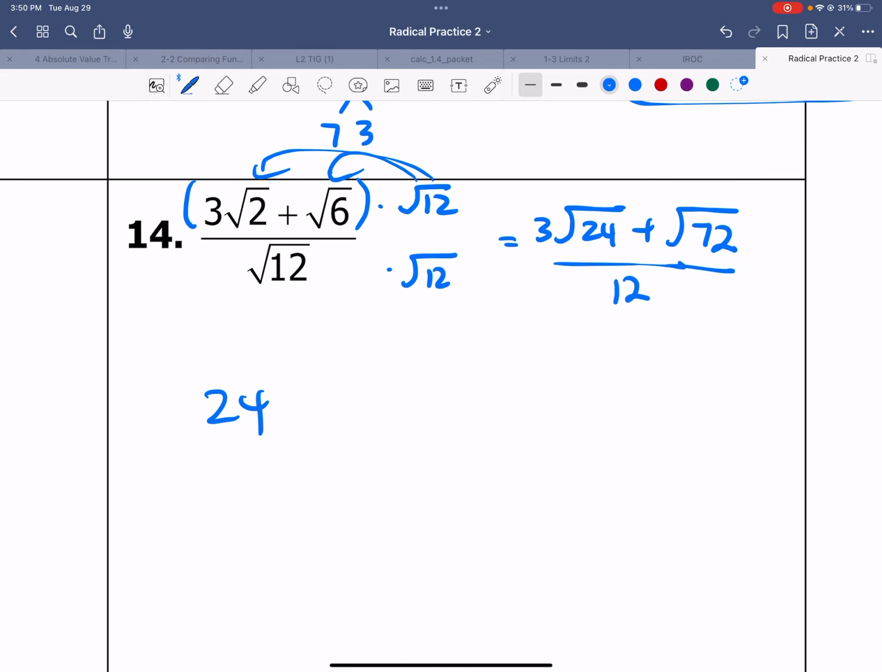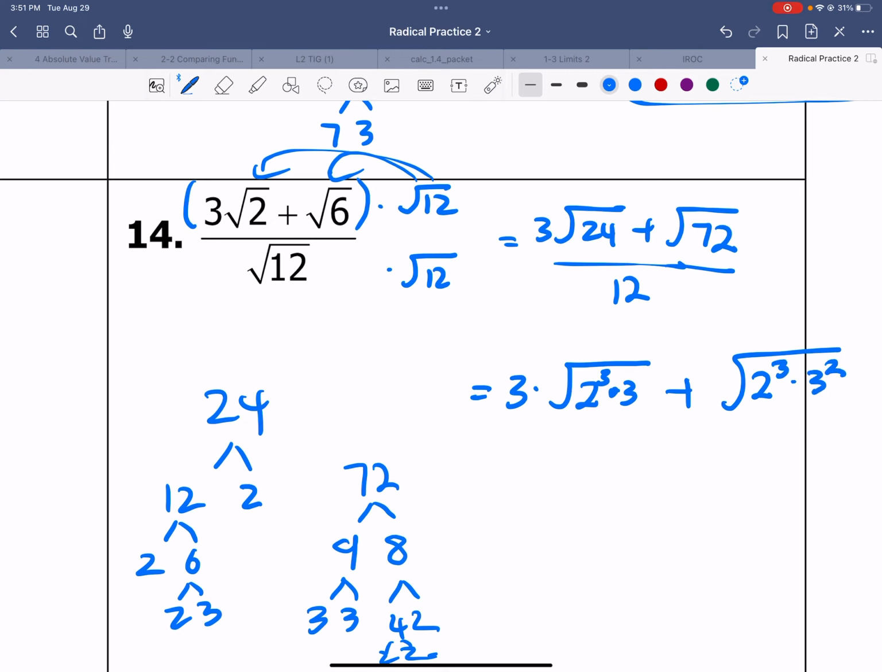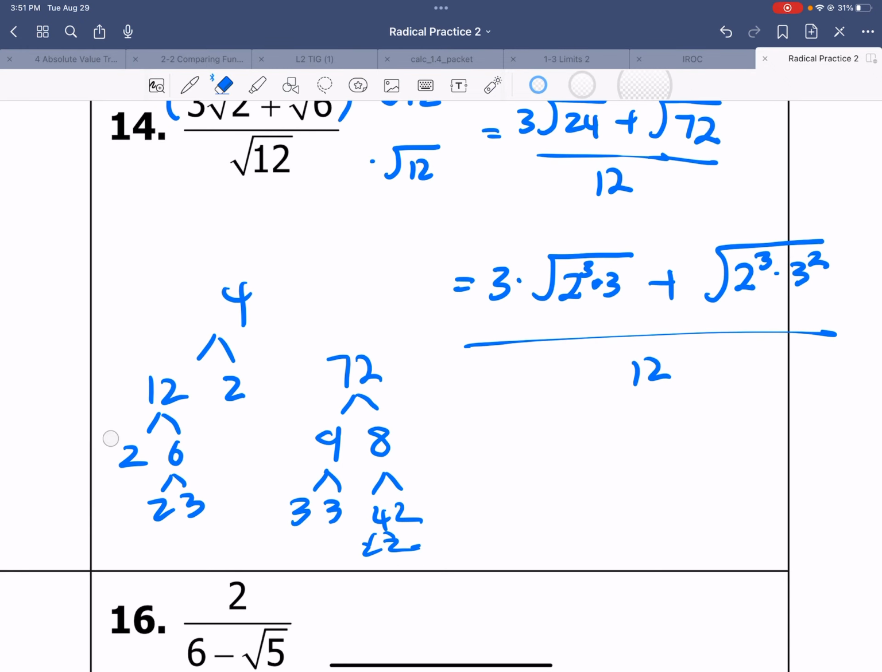So 24, if I break it down, that's going to be 12 and 2. This one is going to be 2 and 6. That's going to be 2 and 3. So that's going to be 3 times square root of 2 to the third power times 3, plus, what about 72? 9 and 8, that's going to be 3 and 3. 8 is going to be 4 and 2, and 2, 2. So it's going to be square root of 2 to the third power times 3 squared over 12. Oh, it's a bit tedious.